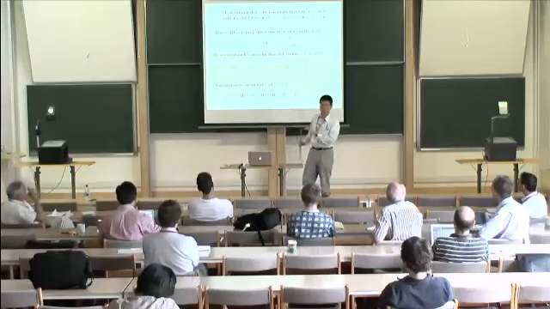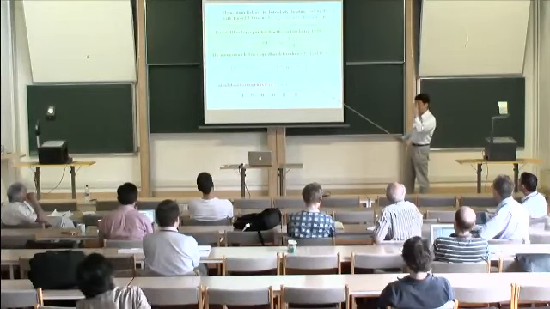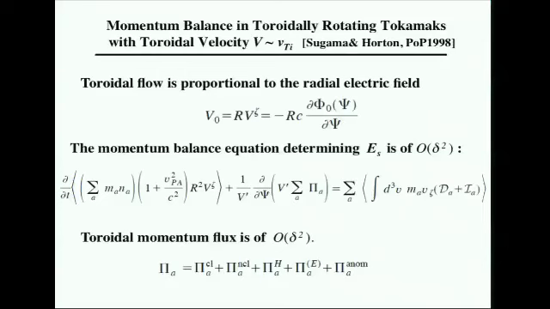But in this approach, you just need third order. Okay, now we move on to the first rotation case. And now we consider momentum balance in a toroidally rotating tokamak with toroidal velocity on the order of the ion thermal velocity. That is the same case talked about by Michael Barnes yesterday. And also, in that case, toroidal flow is proportional to the radial electric field like this.